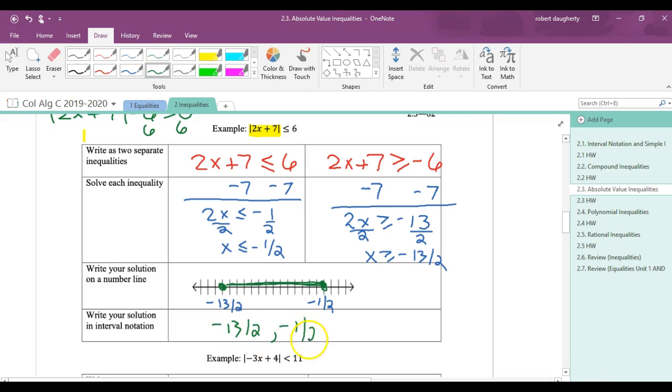What kind of enclosures go around that? Bracket. And you're done. That's it. Okay. So what's different than what we did yesterday?